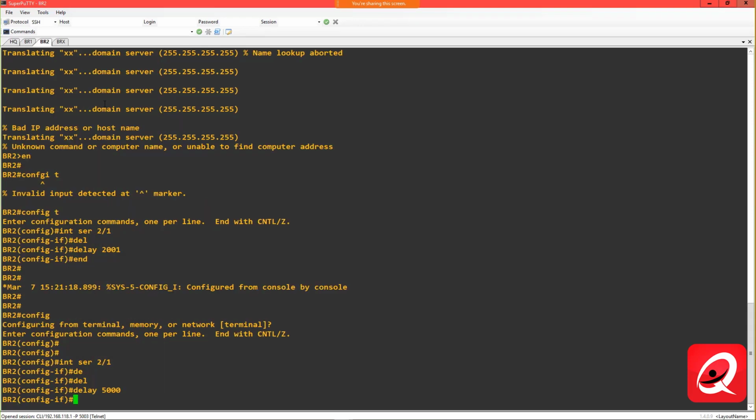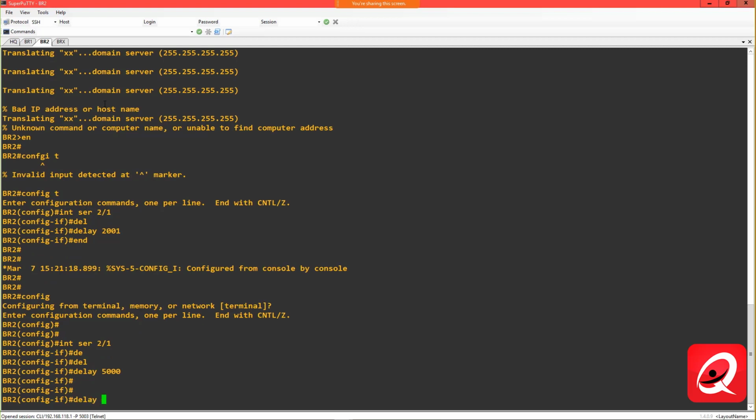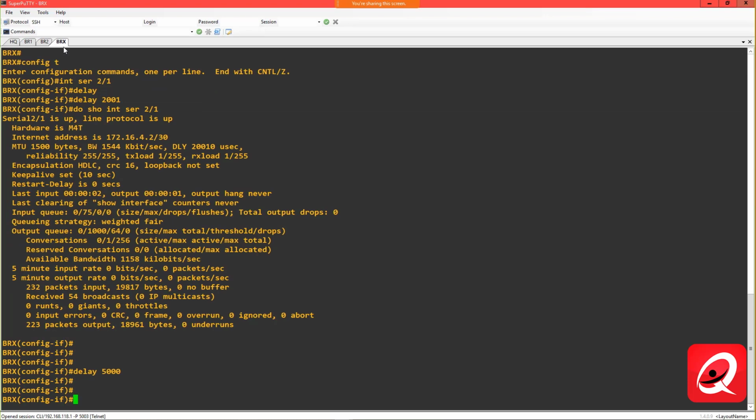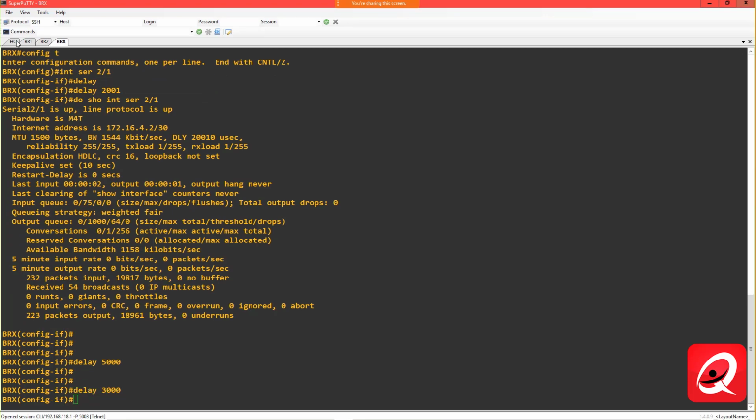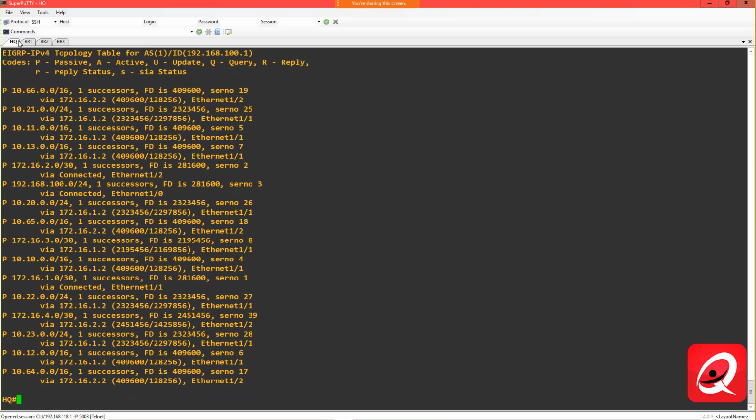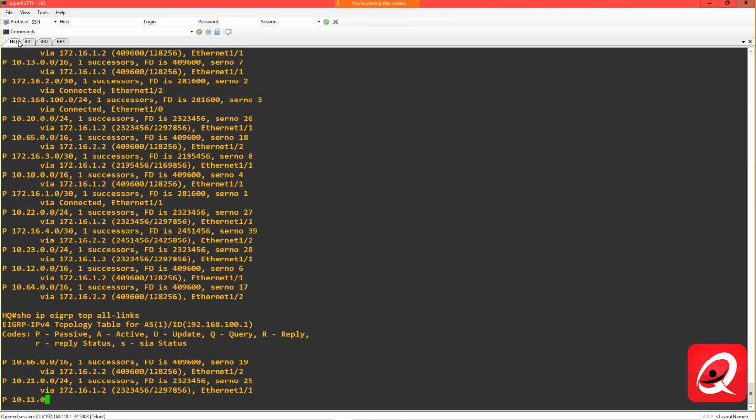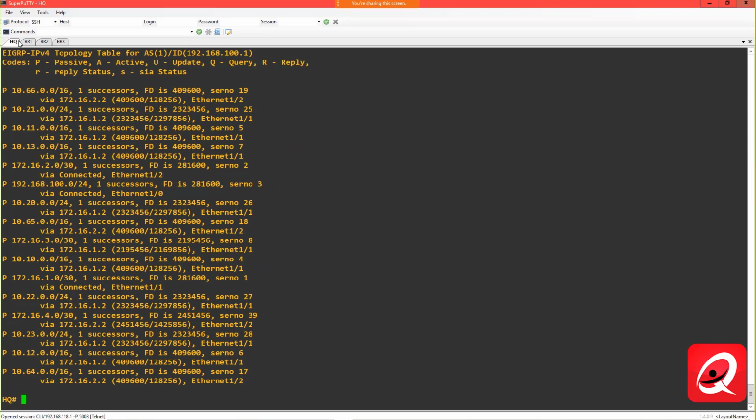Let me try a little bit of a different value. We may have set it above the maximum amount. There is an infinite metric for EIGRP, and we may have reached that limit. So let's go ahead and do 3,000 microseconds. And let's do the same thing on BRX. And go back to HQ here and see what we see. That's really strange.